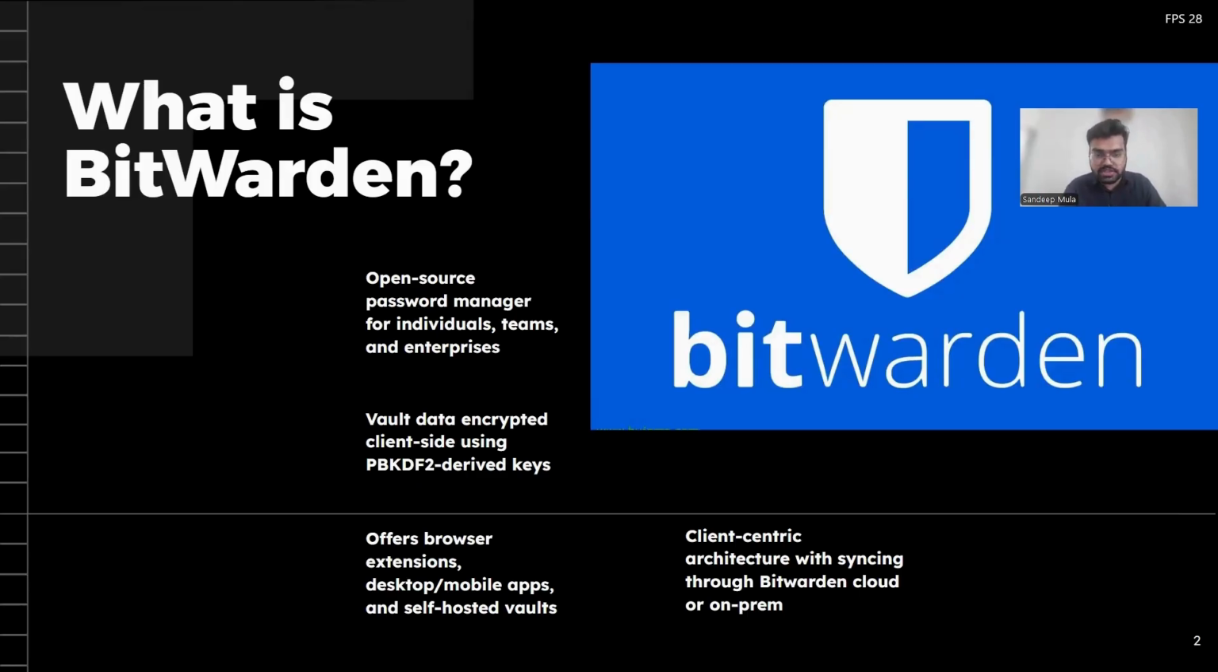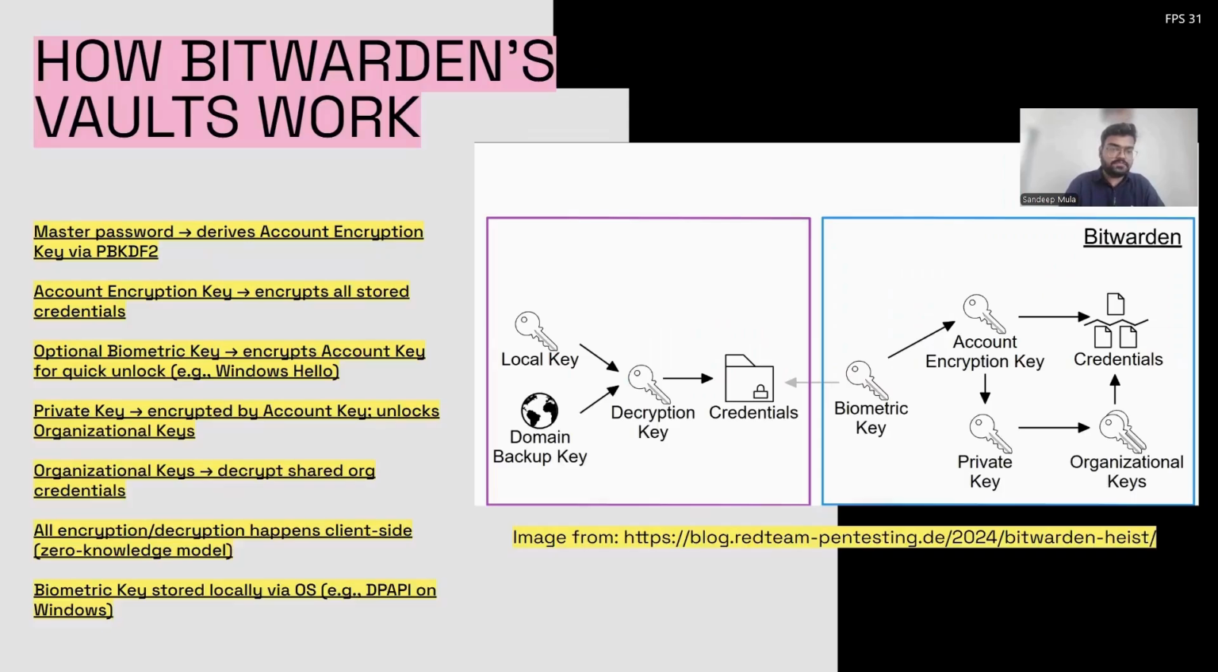On paper, this is a very strong security model, but the actual implementation of the security model and how it integrates biometric systems like Windows Hello and how it manages process memories, how it manages data at rest on the client side, all of these small implementation details impact a lot on the security of the application. Now let's talk about how Bitwarden's vaults actually work.